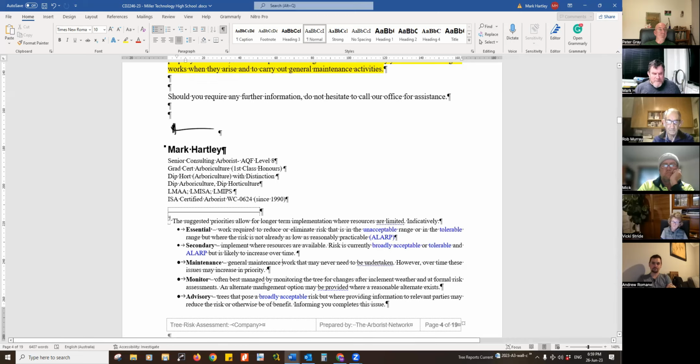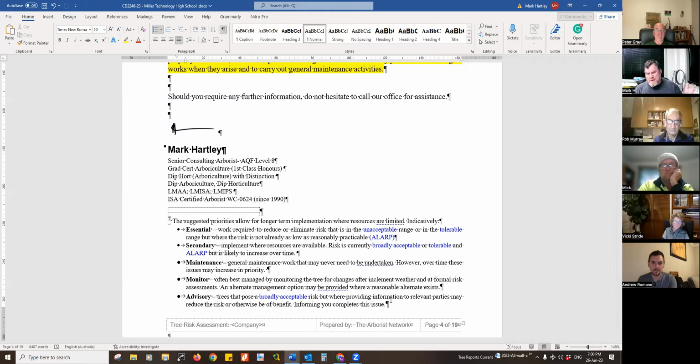Monitor: often best managed by monitoring the tree for changes after inclement weather and formal risk assessments. Alternate management option may be provided where a reasonable alternative exists. And there's lots of things, cavities I monitor all the time. Tree health issues, they're just things that are monitored. And advisory: trees that pose a broadly acceptable risk, but where providing information to relevant parties may reduce the risk or otherwise be of benefit. Informing you completes this issue. So once I've told them that they should know about this, then that's it. And that's done.